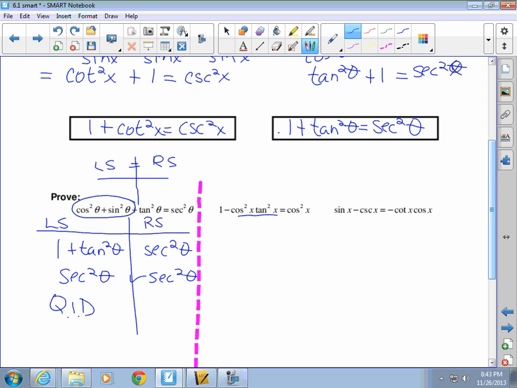So if I set up my left side and my right side, 1 minus cos squared, can't do anything with that, but I know that tangent squared is the same as sine x over cos x. So because this is still one term, just rewritten in terms of sine and cos, I can cancel. I can go cos x and take out one of these, and that leaves me with 1 cos x.